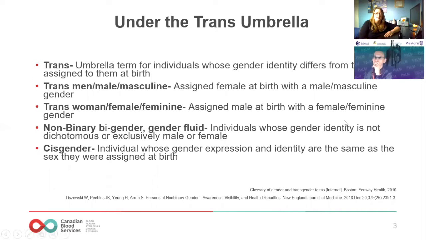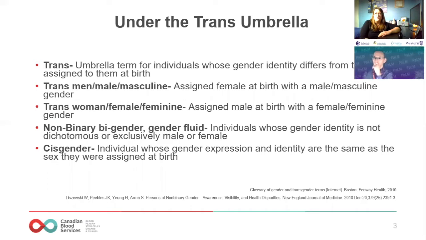Or trans women, trans female or trans feminine people. And those are people who are assigned male at birth and identify as female, as well as non-binary, bigender, gender fluid individuals. And those are individuals whose gender identity is not dichotomous or exclusively male or female.